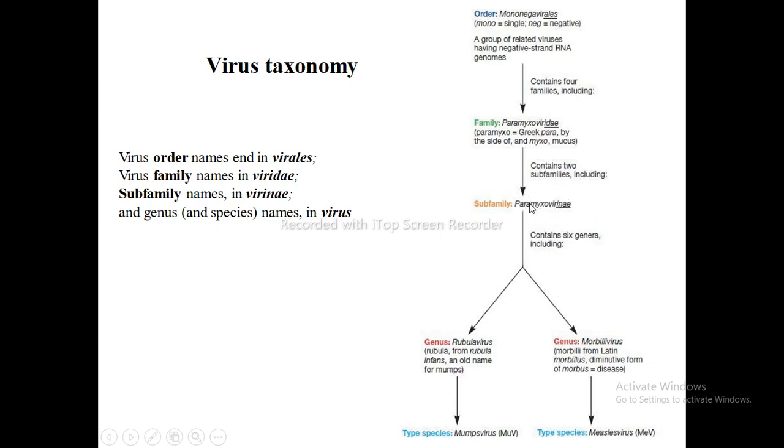This family has 6 genera, including Rubulavirus and Morbillivirus, right? The Rubulavirus genus has the type species mumps virus, MuV, and Morbillivirus has the type species measles virus, MeV, right?